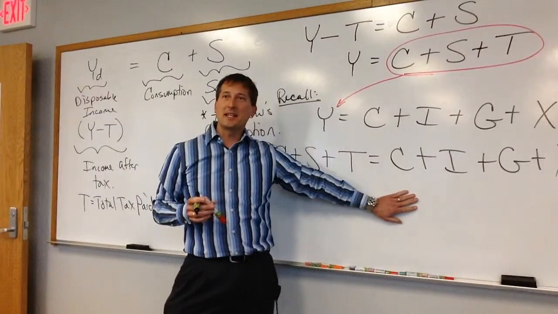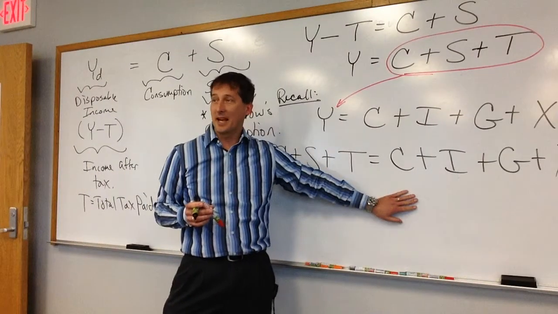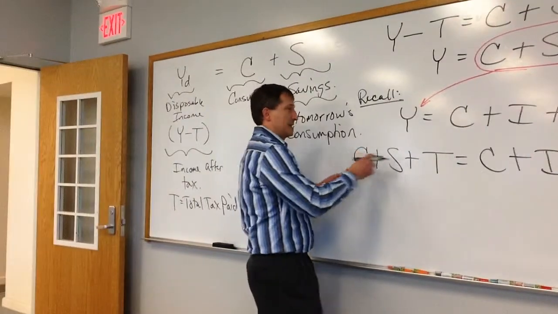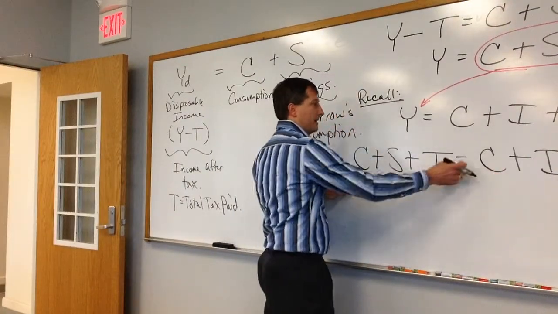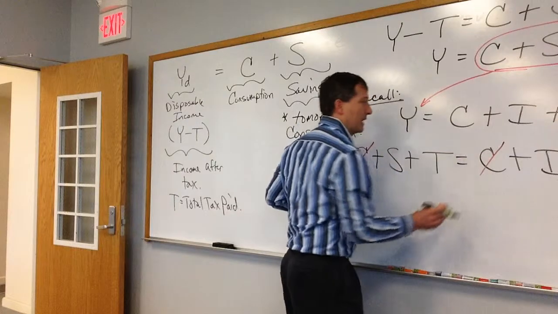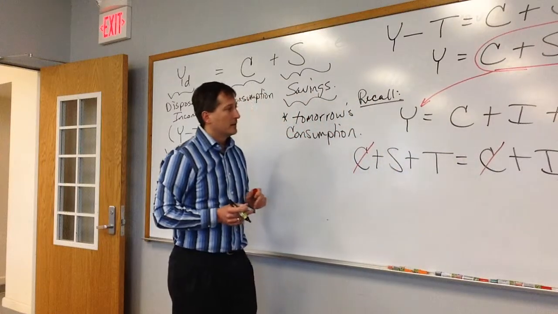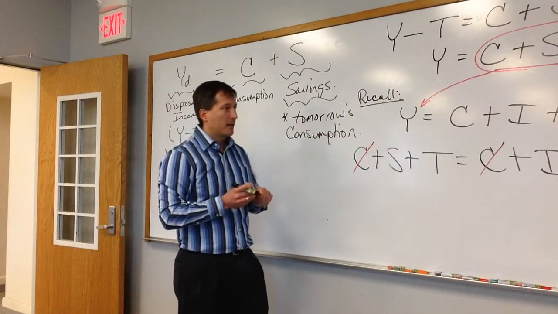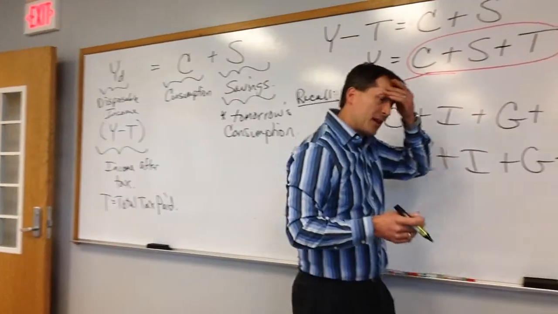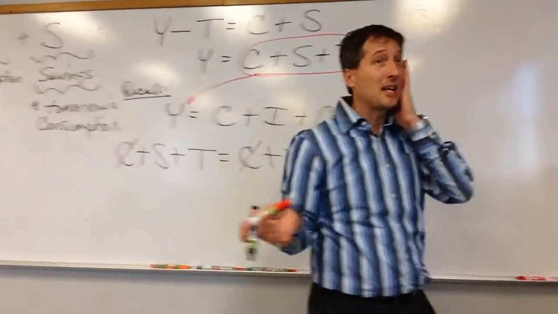What can we do with the C's? We can cancel them, so we've got a C over here and a C over here on both sides of the equal sign, so those cancel out. And this chapter's on investment and savings.